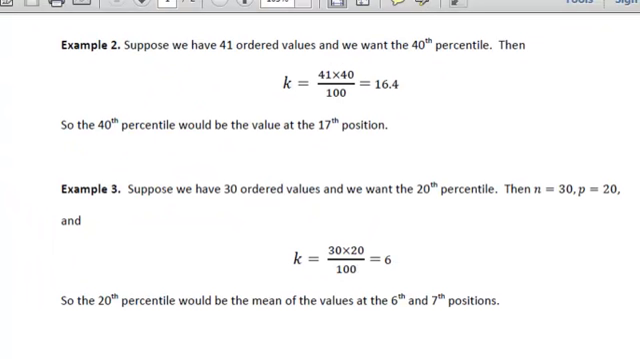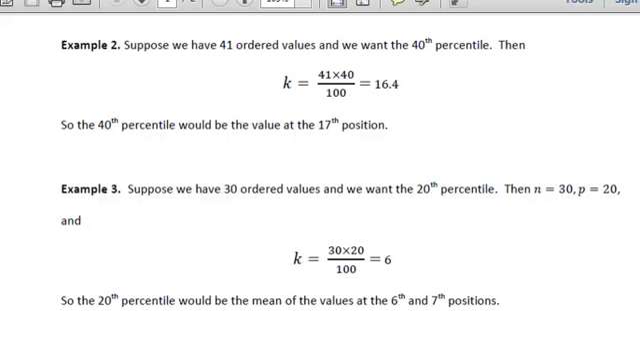Let's look at another example. Suppose we have 41 ordered values and we want the 40th percentile. In other words, we're trying to find the index of our 40th percentile. So we'd use our formula, which is n, how many are in our data set, times what percentile we want. We want the 40th, so we'd use 40, divided by 100. We get 16.4. Since k is not an integer, I go to the next greatest integer, which would be 17. Again, not the normal rounding rules.